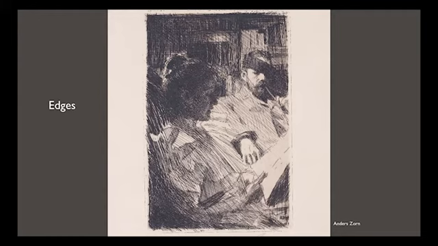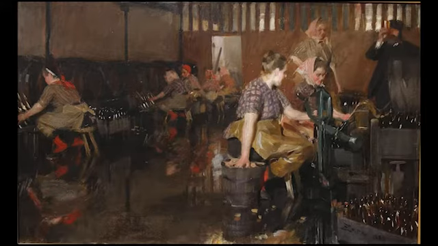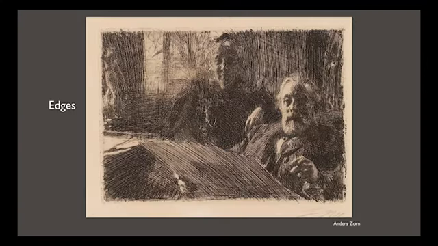This is Anders Zorn, Swedish painter. He was a master at dealing with edges. Like you can see how in some of his paintings, the figures or the objects are falling into the background, and things are kind of fading into another element, just like that. But you know exactly what's going on. He's basically showing hard edges versus soft edges very, very well.